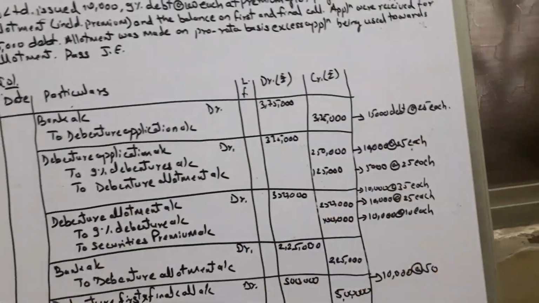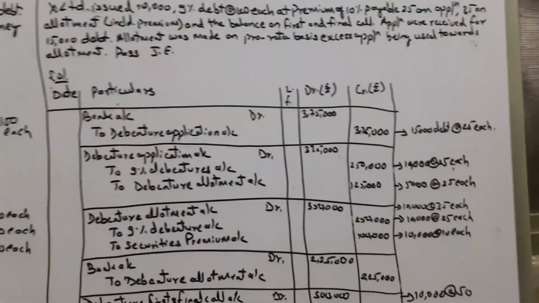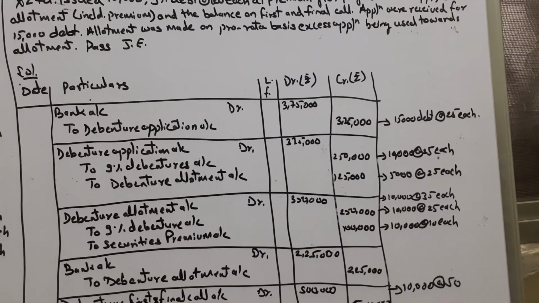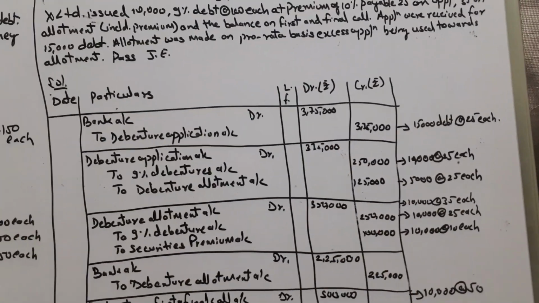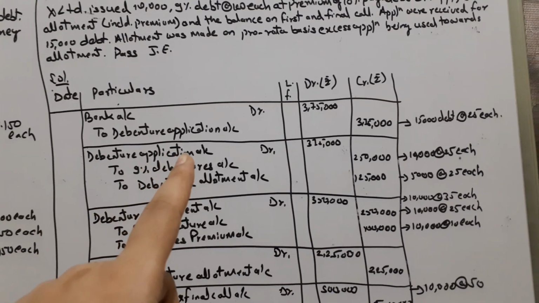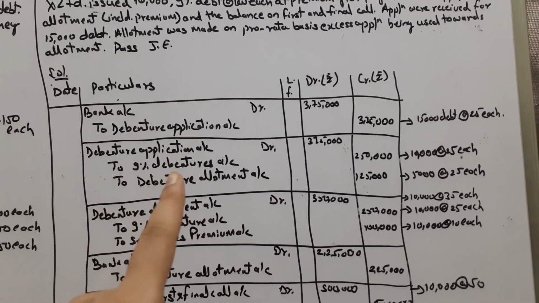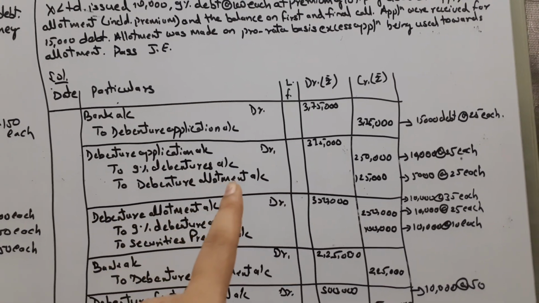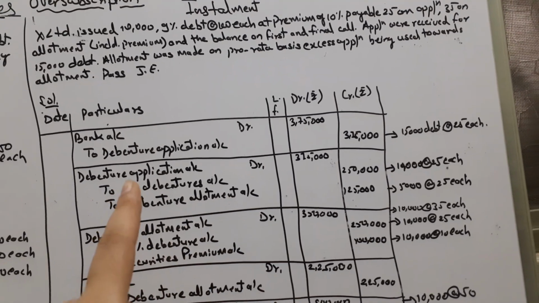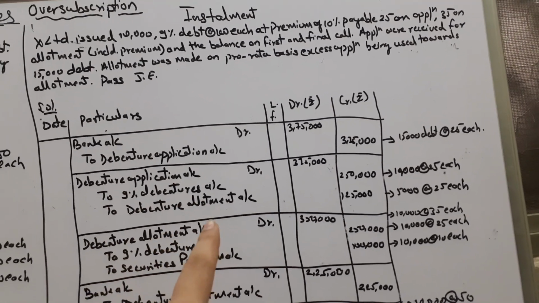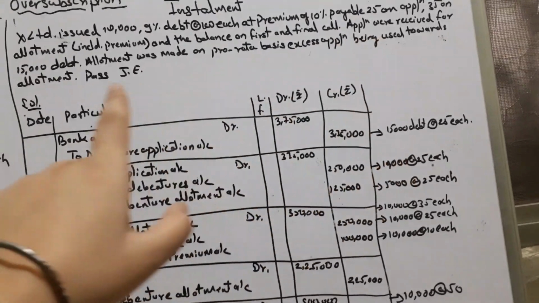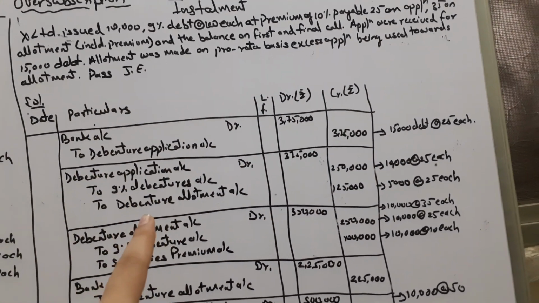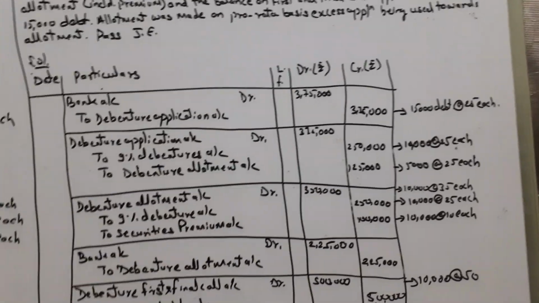On application the rate of application is 25. So on application 25 rupees has been called. So 15,000 multiplied with 25 gives you 3,75,000. Second entry, debenture application account debited to 9% debentures account and to debentures allotment account. Here, to debentures allotment account. Why? Because it is said the excess amount will be used towards allotment.